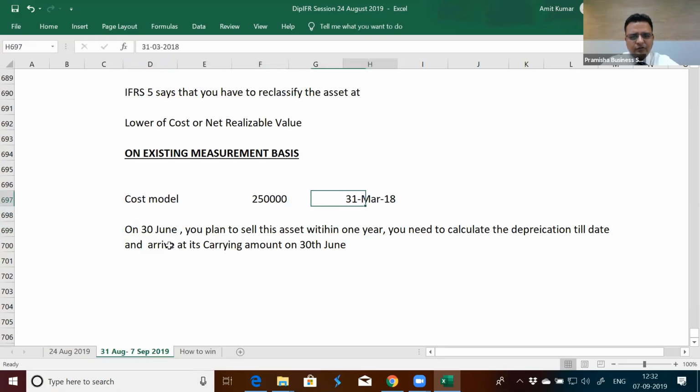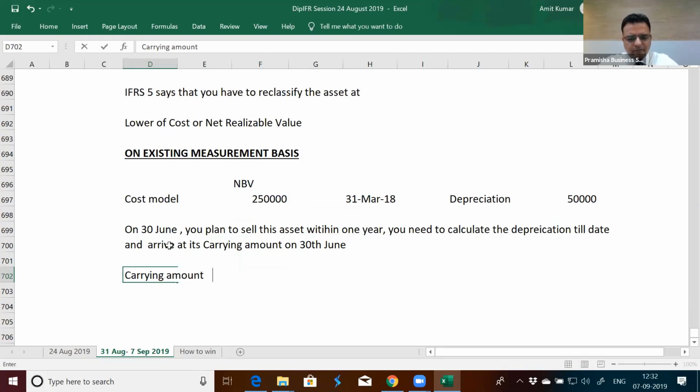Suppose the depreciation charge every year was 50,000, and this is the net book value. The carrying amount on 30th June will be: 50,000 is for 12 months, till 30th June it is April, May, June, so 3 months, and the depreciation is 12,500. The carrying amount on this date will be 250,000 minus 12,500. This is the carrying amount on existing measurement basis.